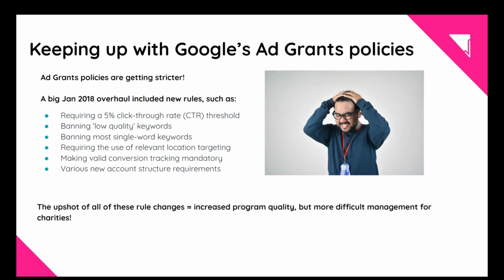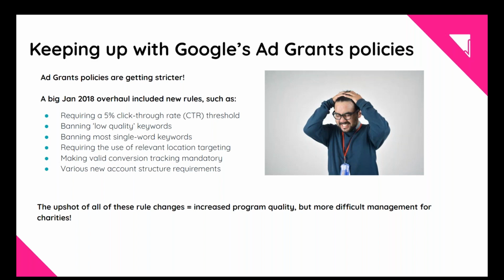And these included a whole fleet of new rules, the main ones being a new higher 5% click-through rate threshold, banning what Google sees as low-quality keywords, banning the use of most single-word keywords, requiring the use of relevant location targeting, making valid conversion tracking a mandatory requirement, and also a raft of new account structure requirements as well. The upshot of all these rule changes has been that the quality of advertising across the program has increased, and that's a good thing for user experience.